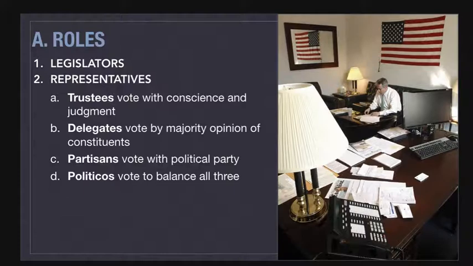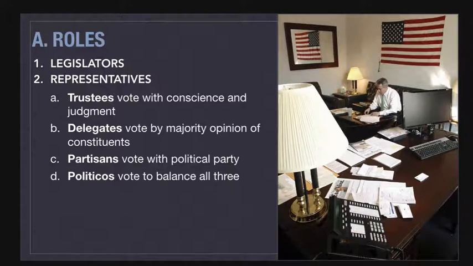Those that follow the partisan viewpoint are going to vote with their political party almost exclusively. And most of the time, they will look to see what the party leaders, the party bosses, want to see happen, and they're going to follow through on that and vote straight party lines.